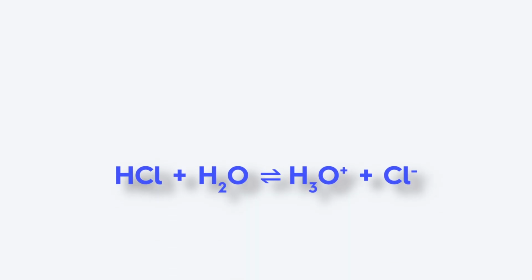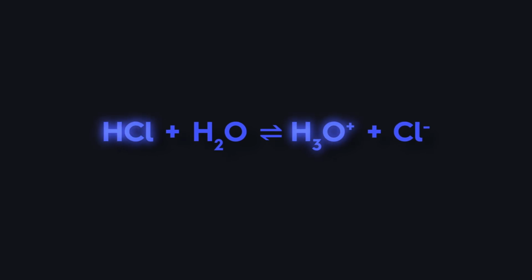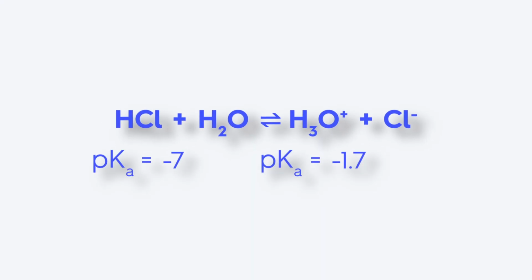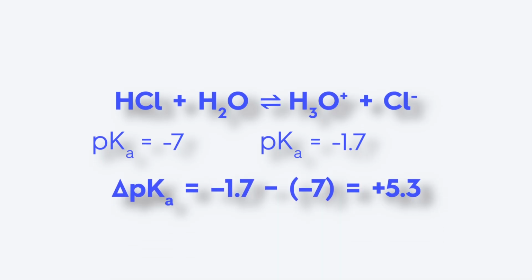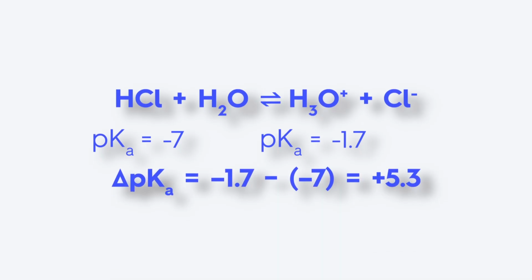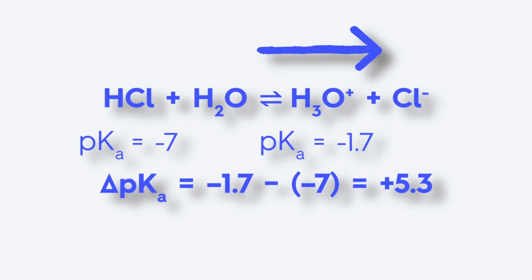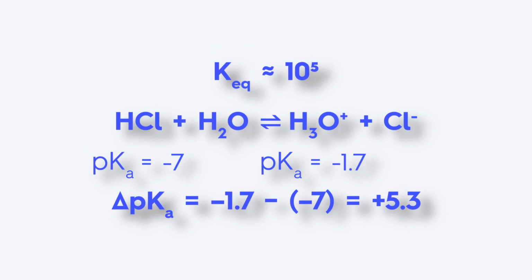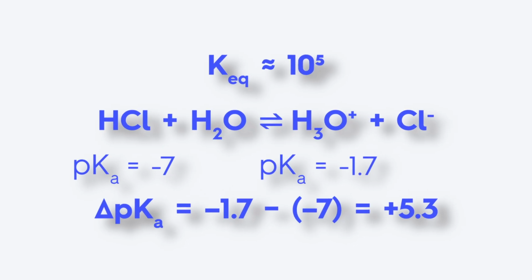So let's formalize the move set. Step 1. Identify the acid on each side. Step 2. Look up the pKa values in the correct solvent table. Step 3. Compute ΔpKa. Step 4. Favor the side with the weaker acid and base. And step 5. Estimate the equilibrium constant if you want the scale. It's simple, fast, and powerful.